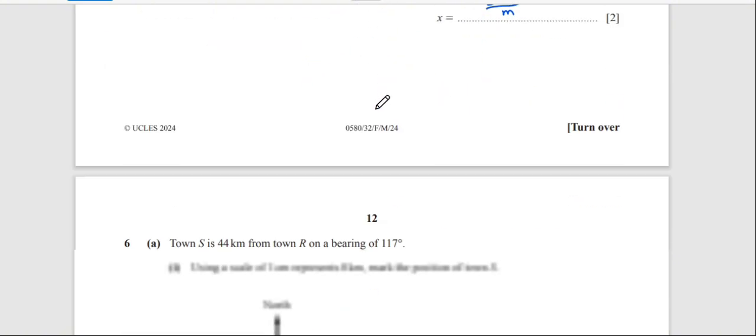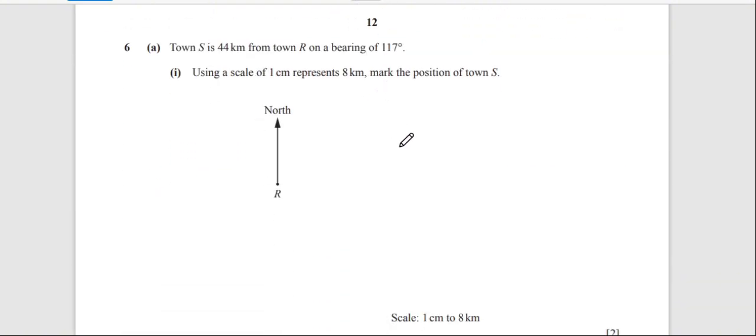All right, so we have a problem on bearing. Okay, they say S is 44 kilometers from R on the bearing of 117. Use the scale of 1 cm represents 8 kilometers. Mark the position of S. Okay, so it's a question on bearing. You can use your compass, your straight ruler, okay, and measure and find the value. So when you place your protractor at this point, you need to get 117 degrees, which if you do it very well, you are likely to have something.